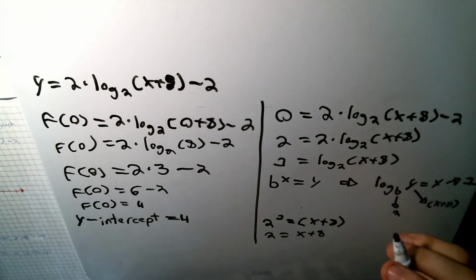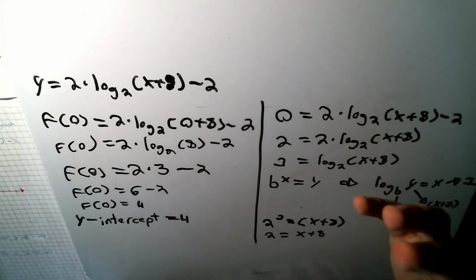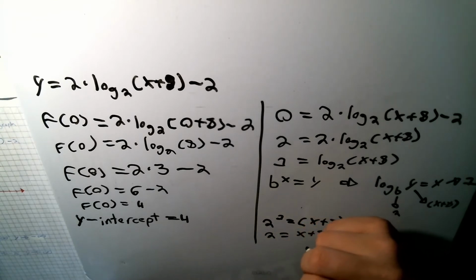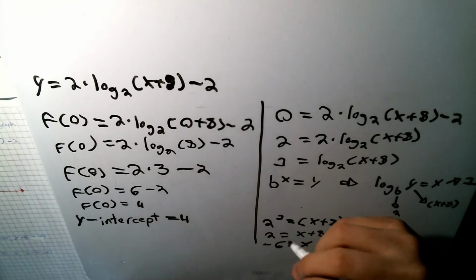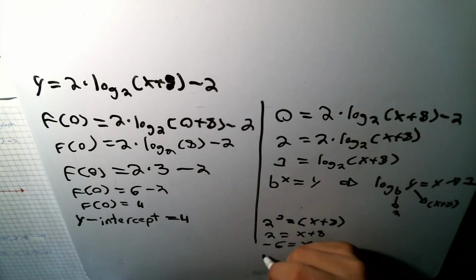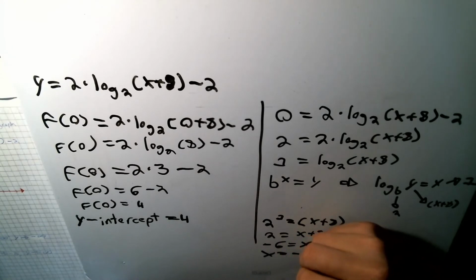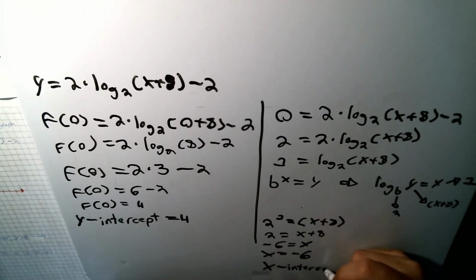And then we just solve, isolate x, of course. 2 minus 8 equals minus 6 equals x. I don't like this. Wait, let's turn it around. x equals minus 6. So the x-intercept equals minus 6.